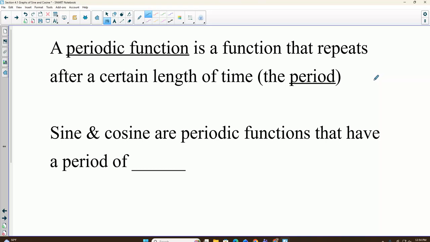They're periodic because they repeat. The period, how long do you think it takes until they start repeating? Think about your unit circle. How long does it take to get all the way around the circle in radians? 2 pi. And after you go all the way around, what happens to your values? They repeat, right? So sine and cosine have a period of 2 pi. That's the distance to get all the way around the circle. Once you're all the way around the circle, it starts repeating itself.